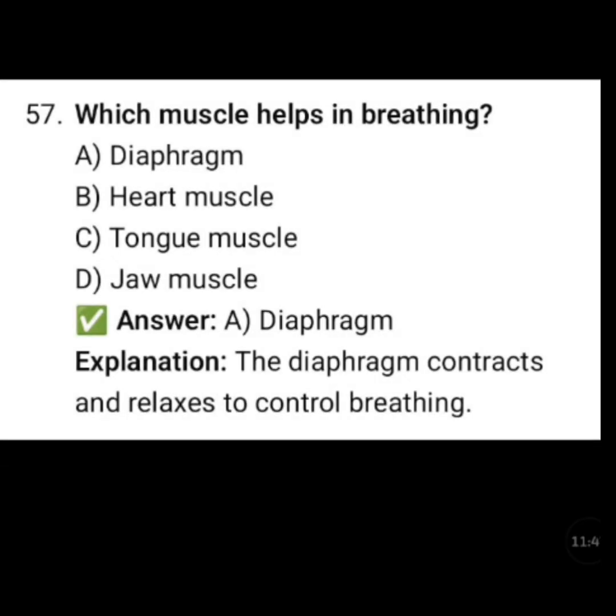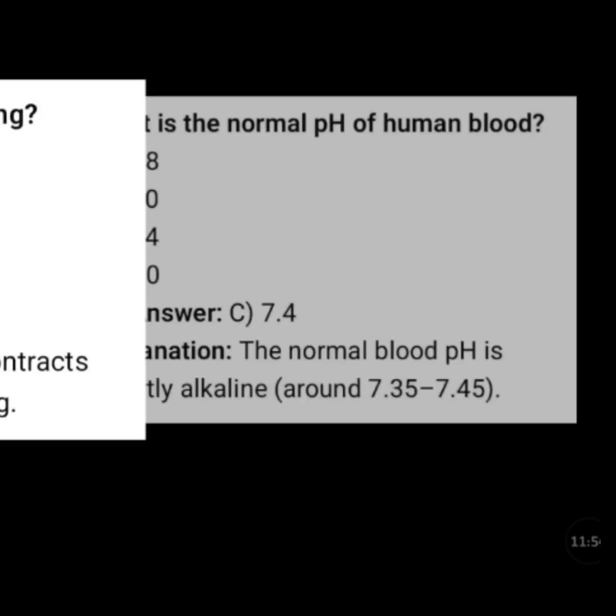Which muscle helps in breathing? Diaphragm, heart muscle, tongue muscle, jaw muscle. The correct answer is option A, diaphragm. The diaphragm contracts and relaxes to control breathing.